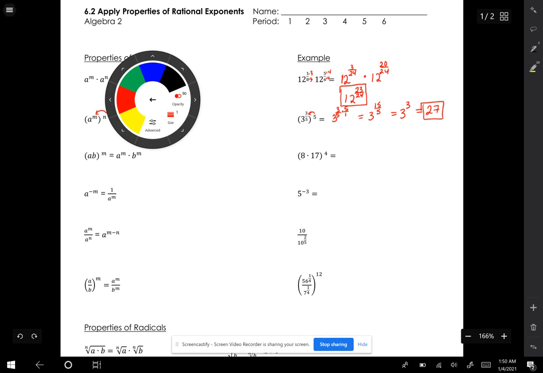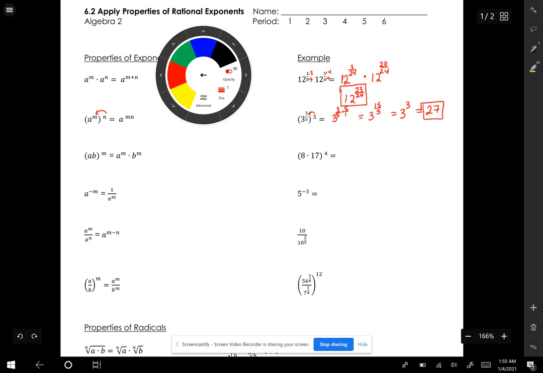Okay, next one. When you have different bases inside the parentheses, so if you look at the left side, you have a and b are both bases. The exponent that's outside still gets distributed to each base. And so that's a to the m times b to the m. So do that. It never is shameful to draw arrows. You cannot draw enough arrows in algebra. So 8 to the 4th times 17 to the 4th. And you just leave it like that. I would not go and multiply 8 times 8 times 8 times 8, whatever it is, times 17 to the 4th. I just wouldn't do it.